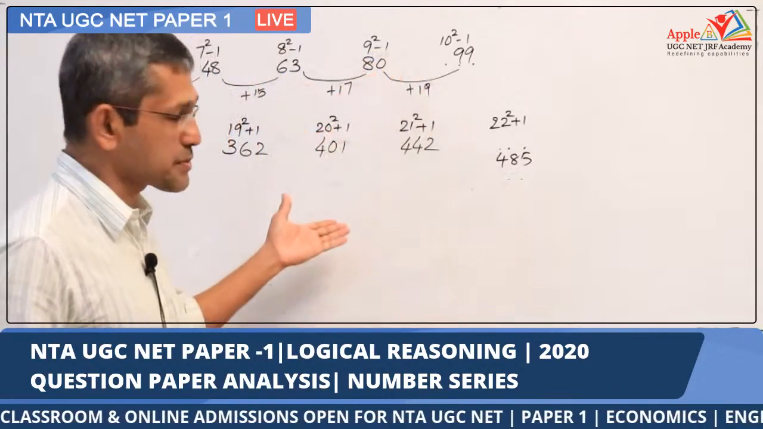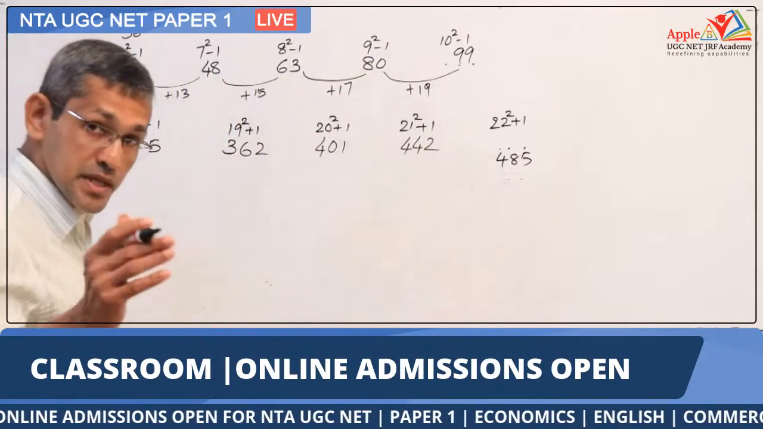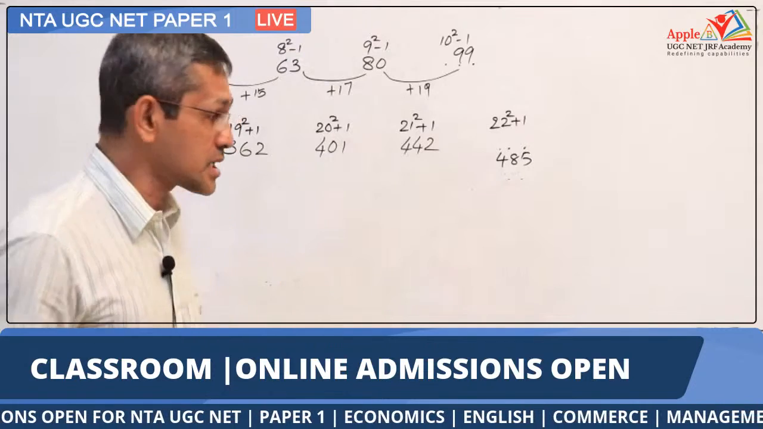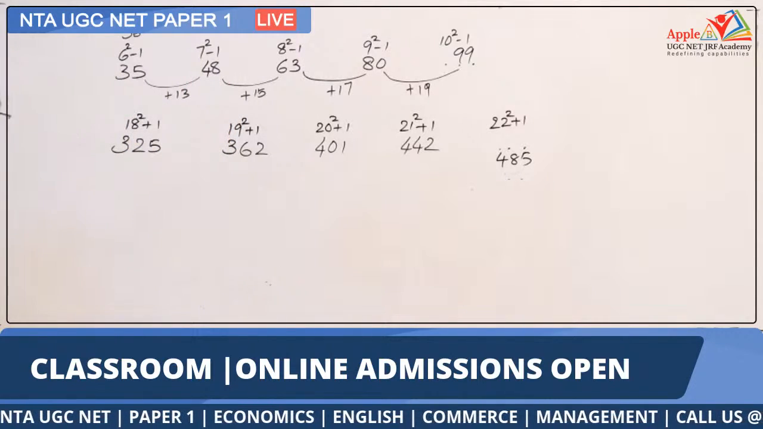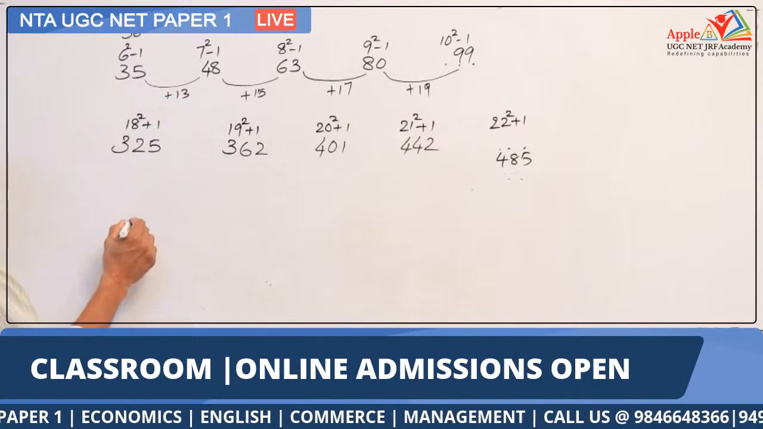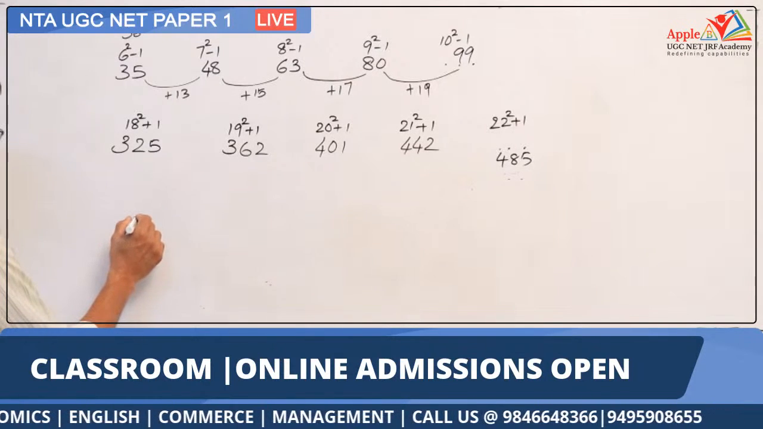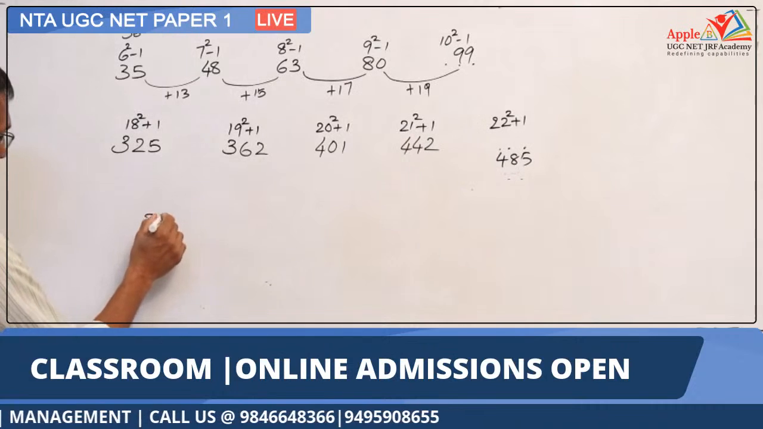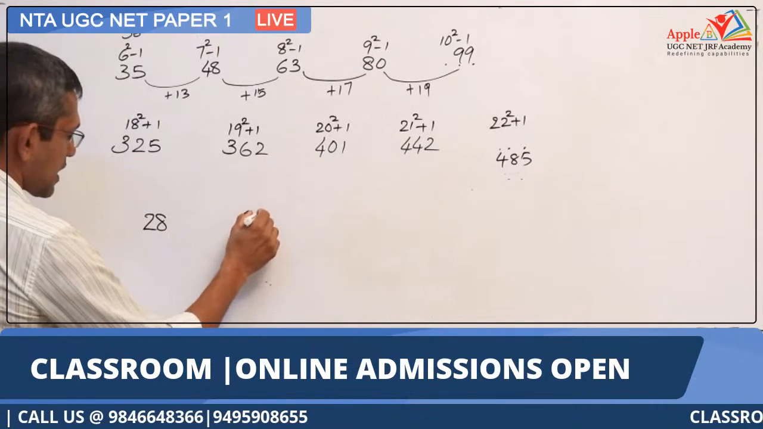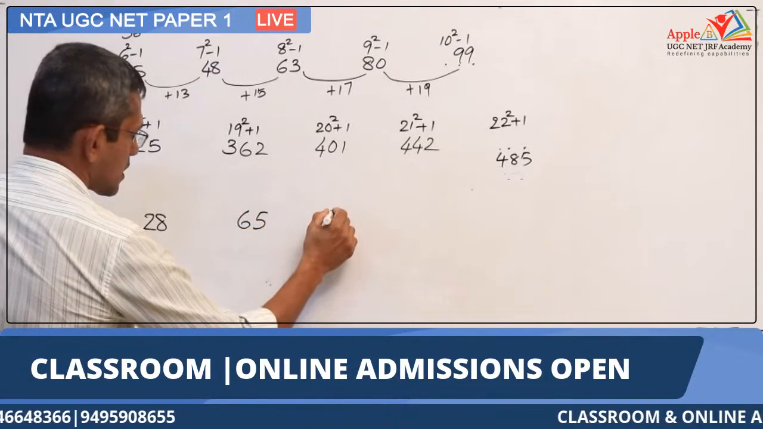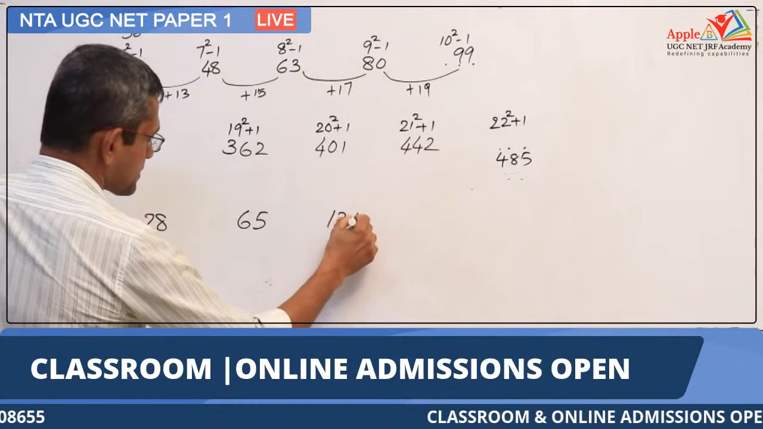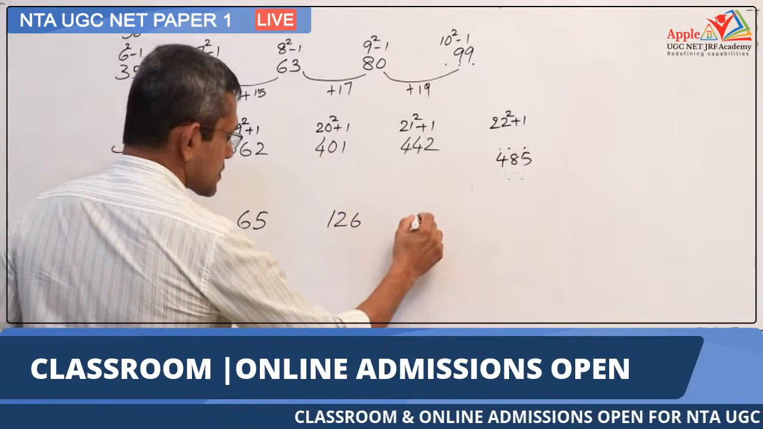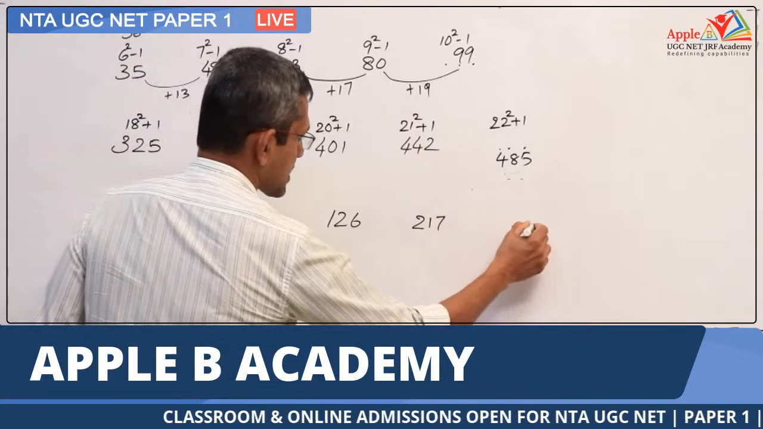So we have the squares pattern. We have the summation pattern. We see the differences pattern. Is there any other pattern possible? How about something like 28, 65, 126, 217. So what's the pattern here?